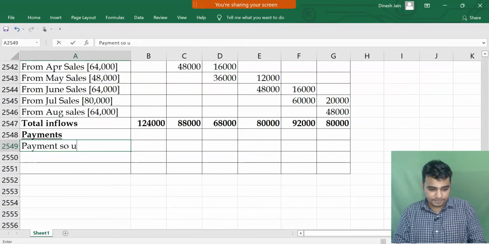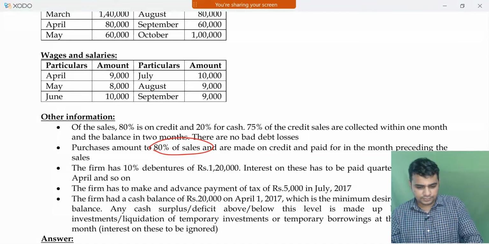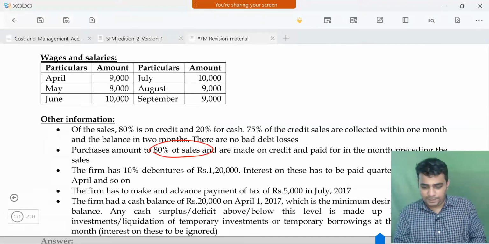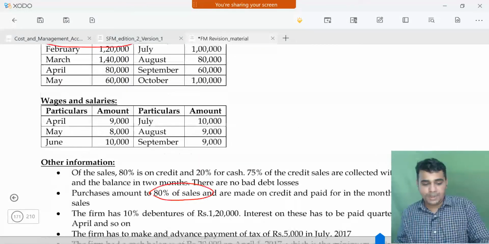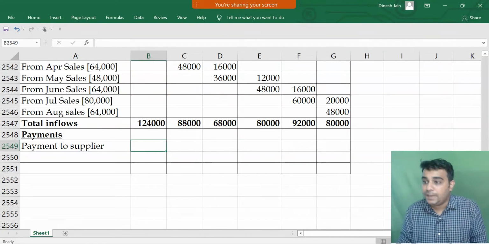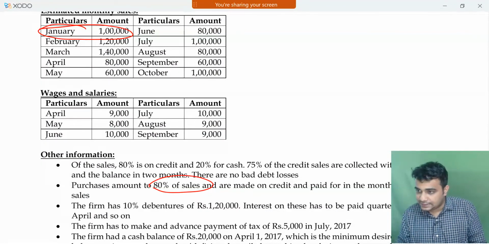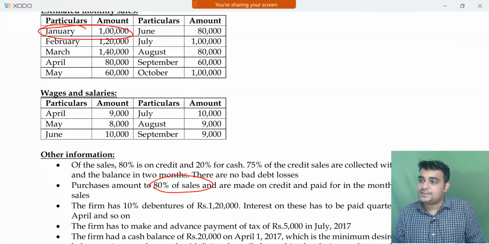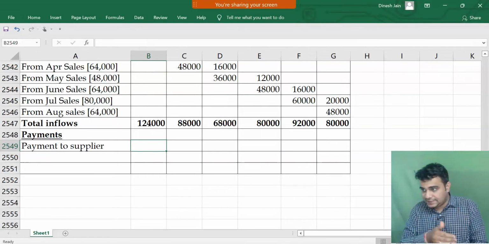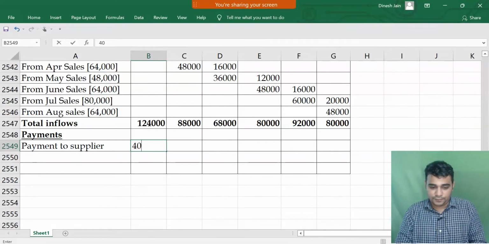Payment to supplier. For example, in the month of April, you will pay 80% of May month sales. April, the payment will be 80% of May month sales, because it is paid in the month preceding the sales. So sales of May is 60,000, this would have been 48,000.